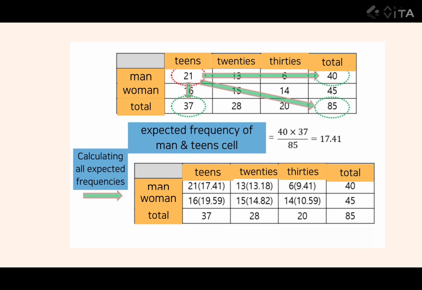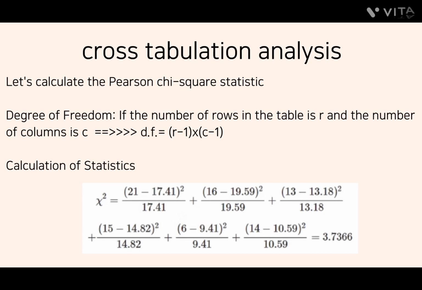The expected frequency is calculated by multiplying the row total by the column total and dividing by the overall total. For example, the expected frequency of the men and teen cell is 17.4. All expected frequencies are calculated in this way, and then you can calculate the statistic. Let's calculate the Pearson chi-square statistic.